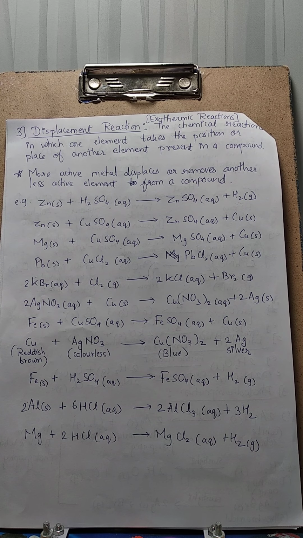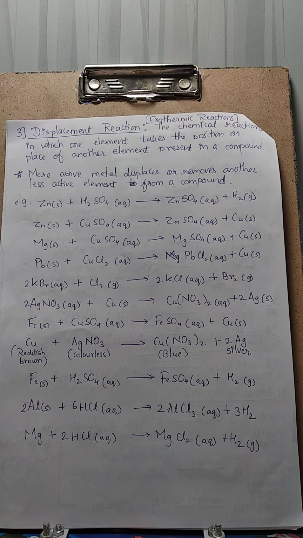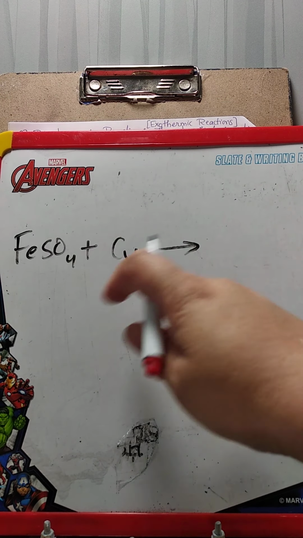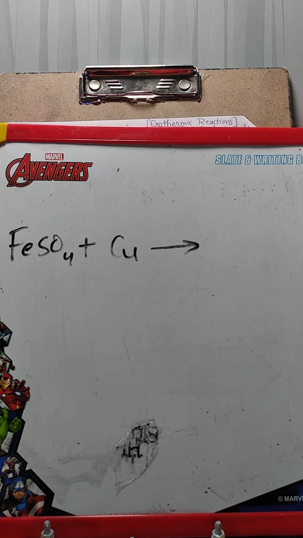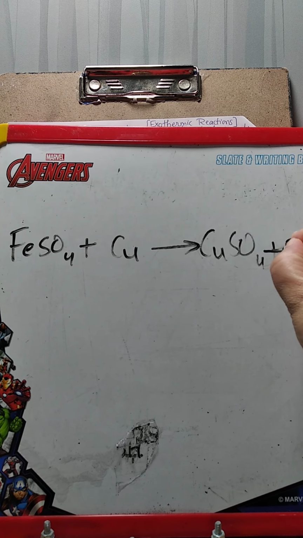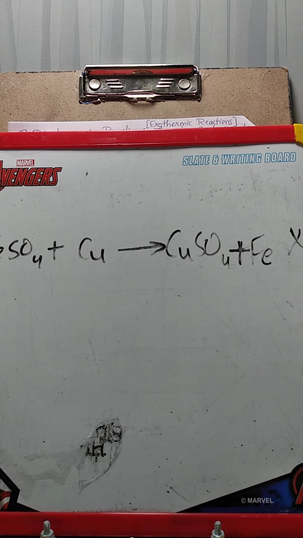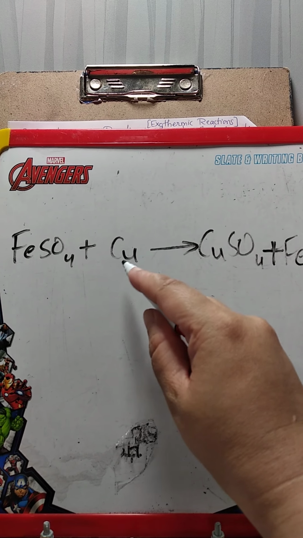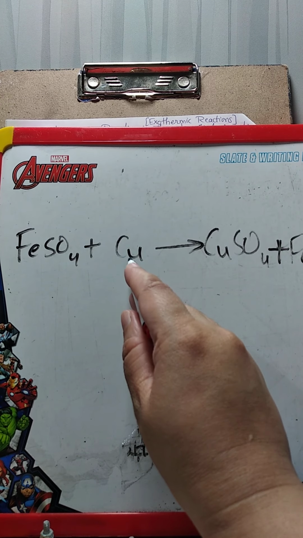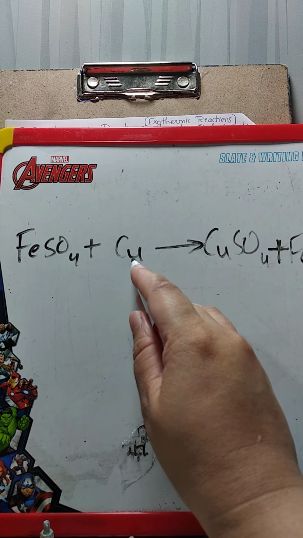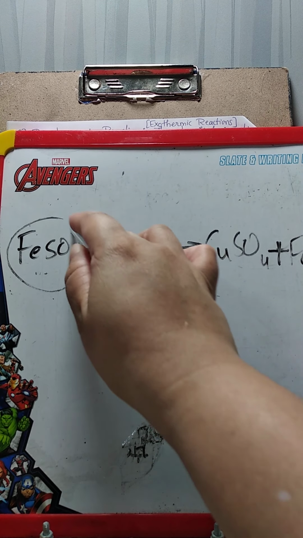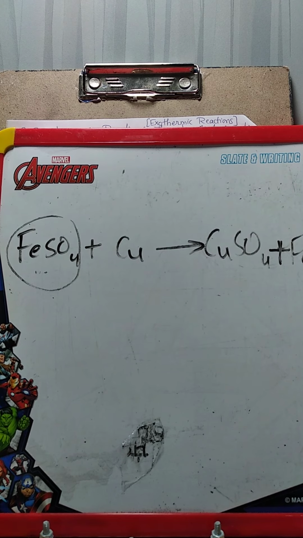See, if we take FeSO4 and copper like this, is this reaction possible? This reaction is not possible. Don't write CuSO4 and Fe. This is not possible. Why is this not possible? Because copper is less reactive than iron according to the reactivity series. So a less reactive metal or element cannot replace a more reactive element from its salt. So these reverse reactions are not possible.